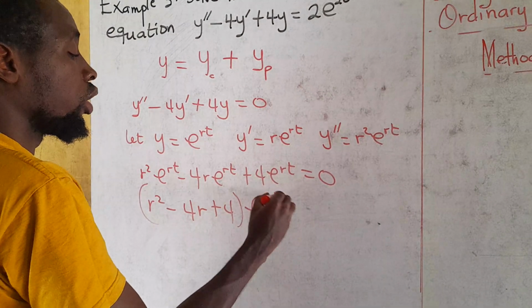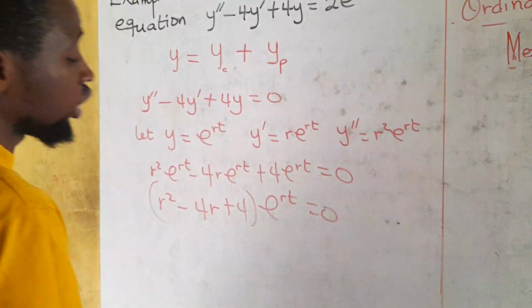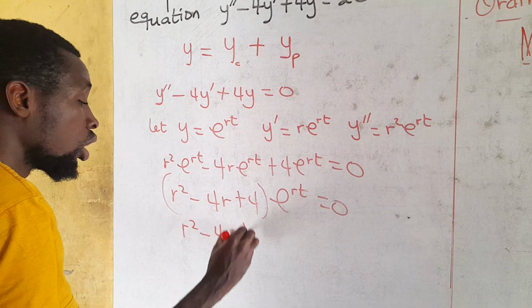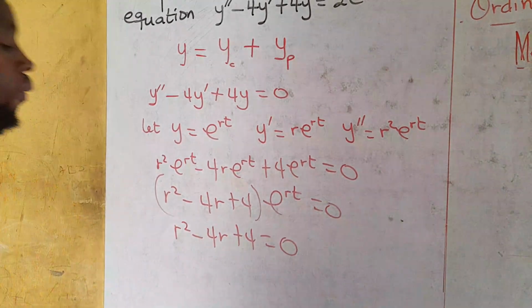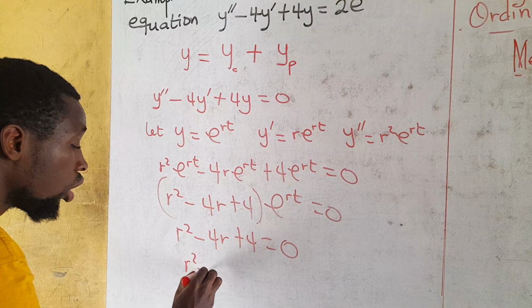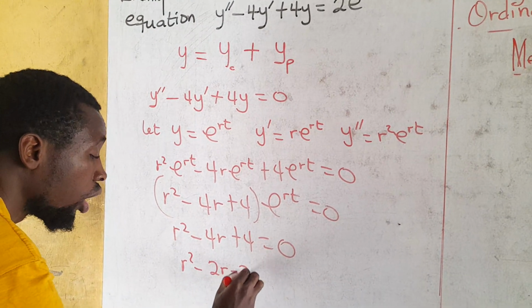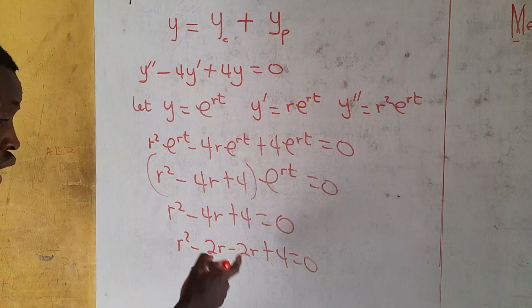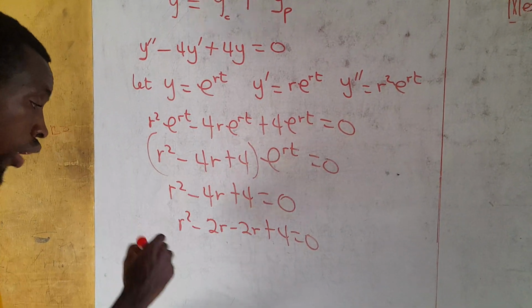e exponent rt equal to 0. When I divide both sides by e exponent rt, I will just have a quadratic equation equal to 0. Now how do we solve this? That will be r squared minus 4r plus 4 equal to 0. Factors of 4, when we add we get negative 4, we multiply we get 4.